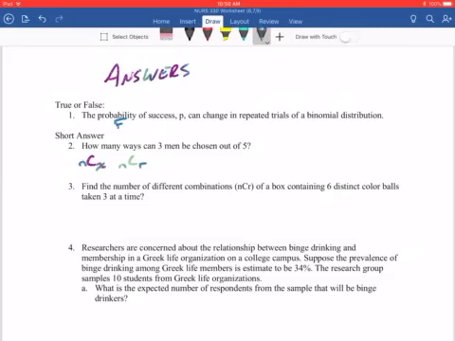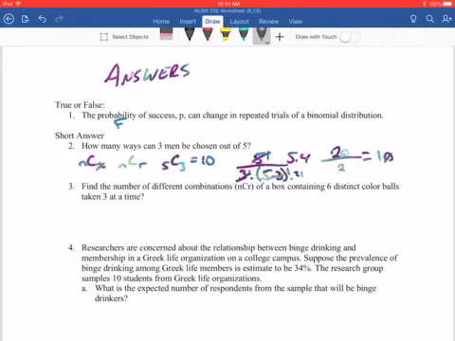When you set this up, you can either put in 5C3 and then it will pop out the answer 10, or you can do it the long way, which will be 5 factorial over 3 factorial times (5 minus 3) factorial. When you do this, your 5 and 3 are going to cancel out, and you're going to get 5 times 4 up top, which is 20. And at the bottom, you're going to get your 2 factorial, which is just 2. 20 divided by 2 is 10. There's your answer.